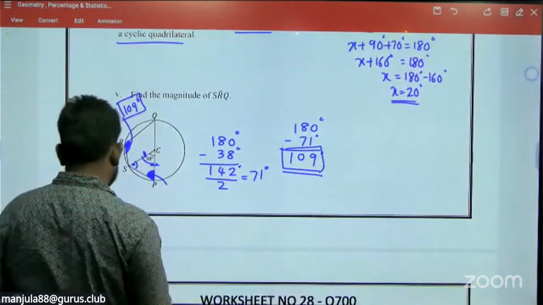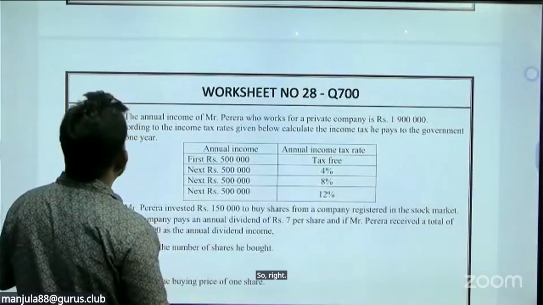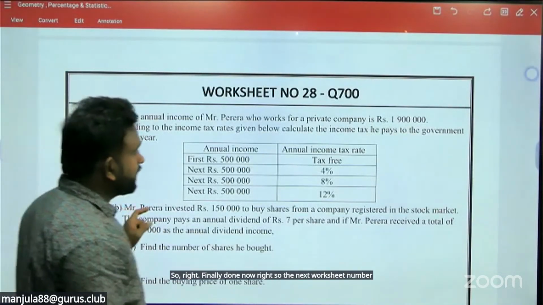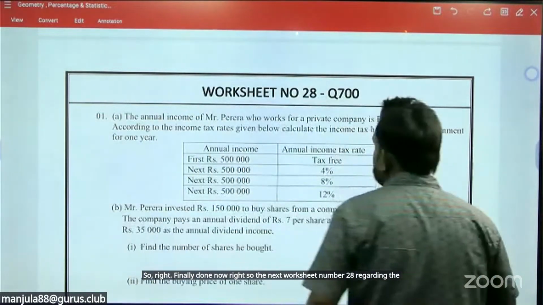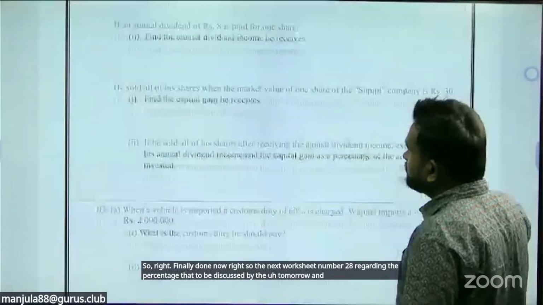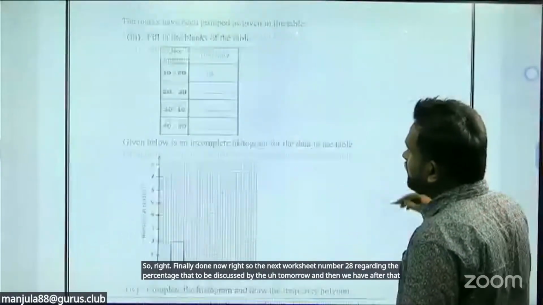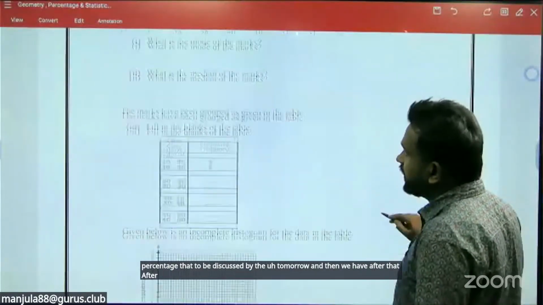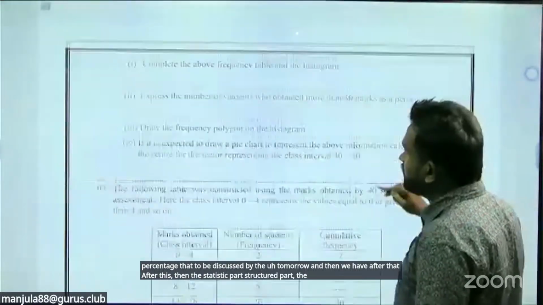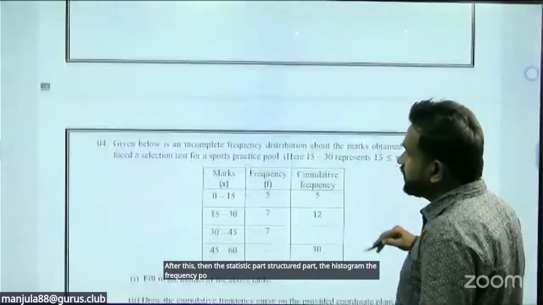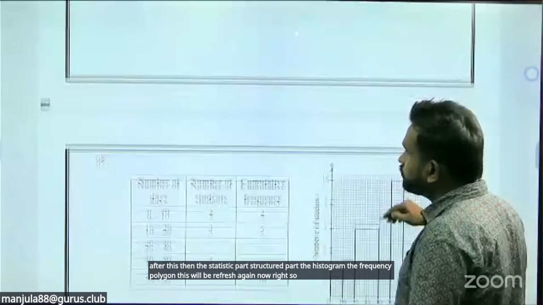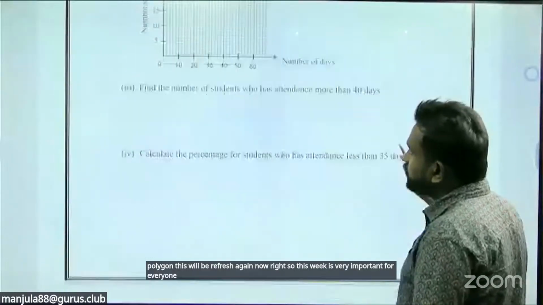Right. Finally done. So the next worksheet, number 28, regarding percentage, is to be discussed tomorrow, and after that we have the statistics part, the structured part: the histogram and the frequency polygon. This will be refreshed again. So this week is very important. Everyone participate in the live session.